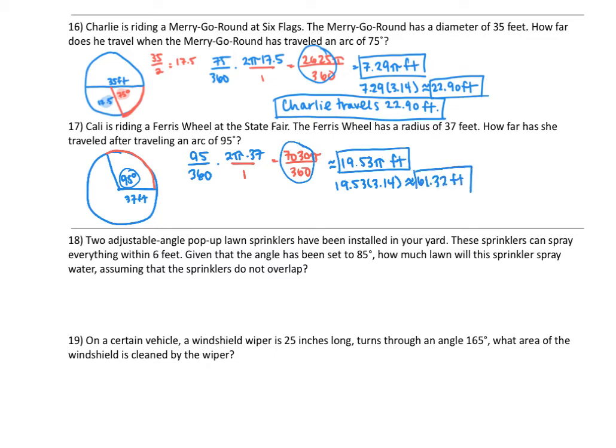And since this is a word problem, I'm going to write it with context. So Callie travels 61.32 feet.